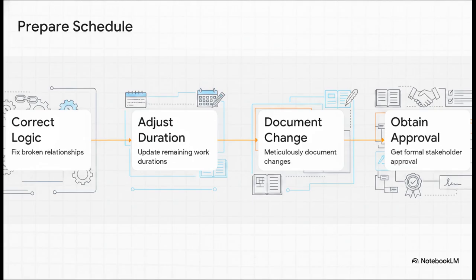Third, you meticulously document every single one of these changes. And fourth, honestly, probably the most important step, you obtain formal approval from the owner or your key stakeholders. You literally cannot just decide to rebaseline in a vacuum. It requires a formal change control process.